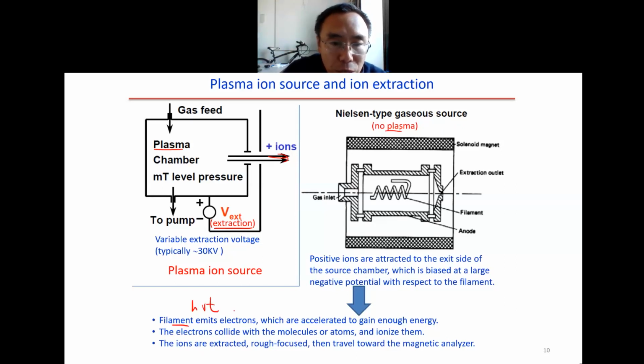A hot filament will emit electrons. The electrons come out, and then we have the gas here, for example phosphine gas, PH3. When the electron collides with the gas molecules, it will create ions, for example phosphorus ions. Then they are attracted, and we have the extraction after that, so the ions will come out. And this is the ion source.